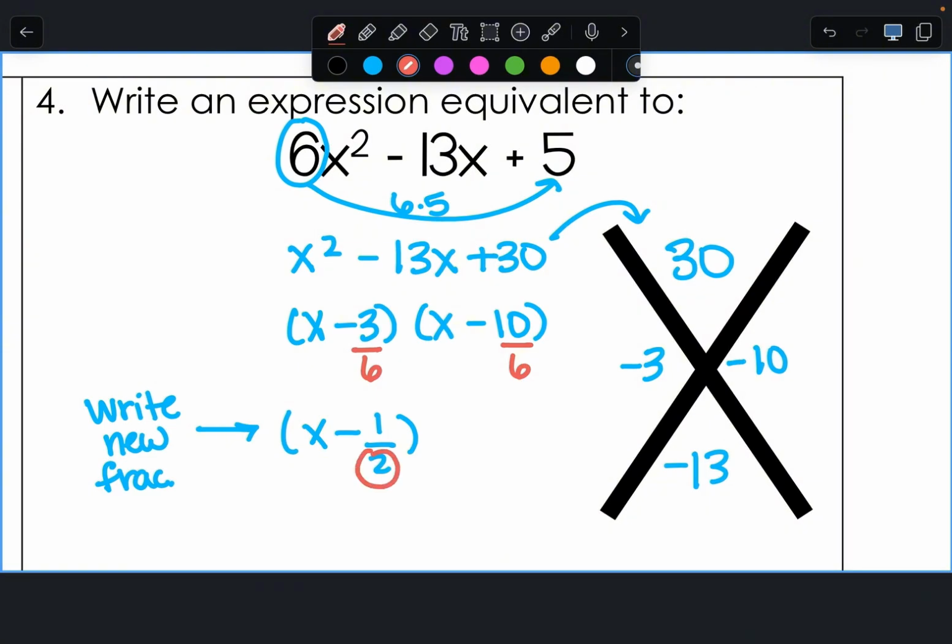Okay, so the 2 comes up, and it becomes 2x minus 1. Now, when you simplify 10 over 6, you get 5 over 3. Because it is still a fraction, you do bottoms up with the new fraction.